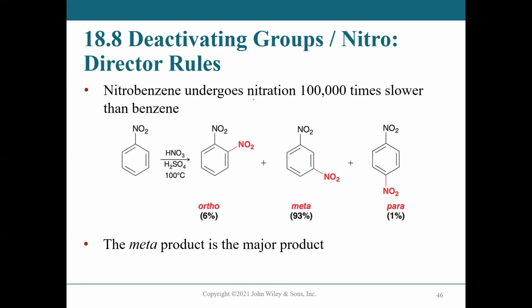It says nitrobenzene undergoes nitration 100,000 times slower than benzene. So, not a lot going on. In this case, the meta product is the major product. So in all the other cases, we're seeing the ortho and the para, but in this case, we're seeing the meta. Now this is electron withdrawing. It's taking away the electrons.